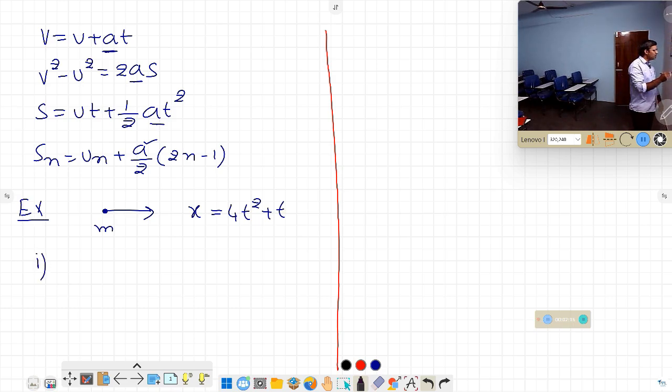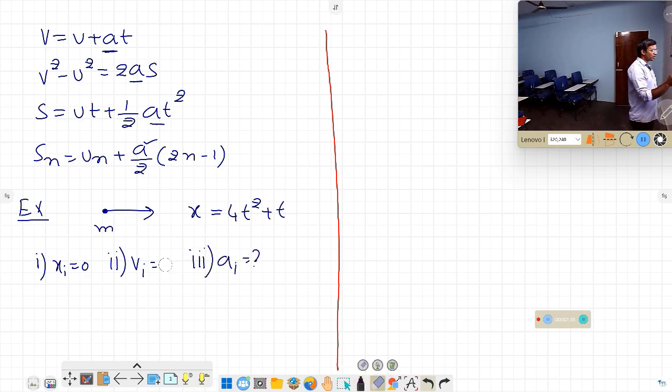First one, what is the initial displacement of the particle? Second question, what is the initial velocity of the particle? And the third one, what is the initial acceleration of the particle? These are the three questions they are going to ask. So what is the initial displacement? What is the initial velocity? What is the initial acceleration of the particle?